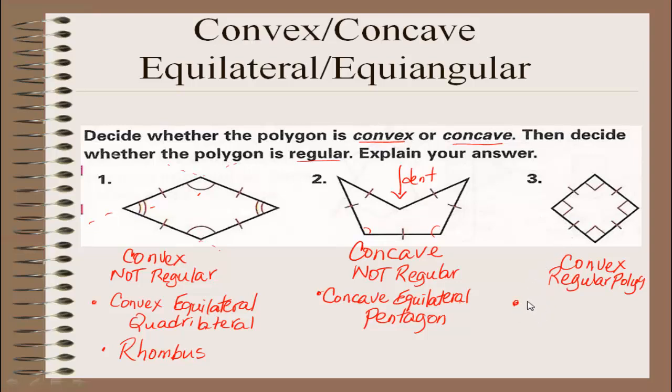This is basically a convex, regular quadrilateral. Okay, and we can also call this a square.